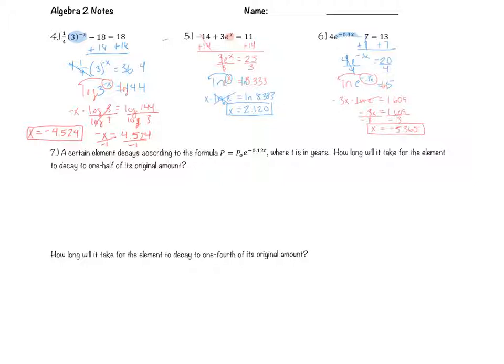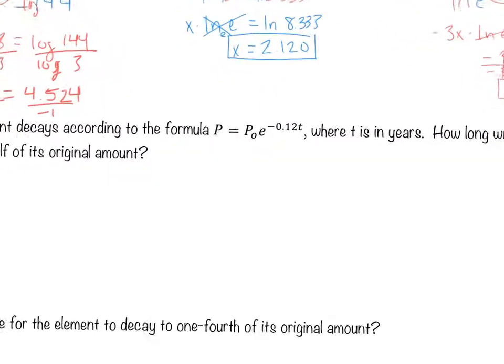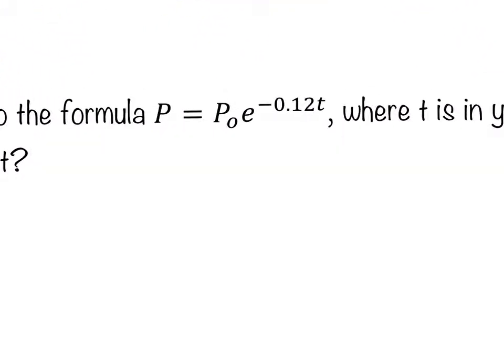So you have a certain element that decays according to the formula P equals P sub 0 e to the negative 0.12t, where t is in years. So, a real quick note about exponential decay. You might see this P sub 0 here. All that means is that, think of P sub 0 as the original.